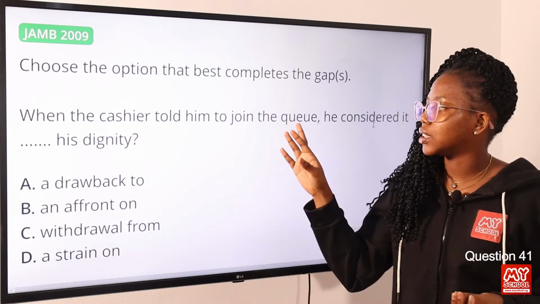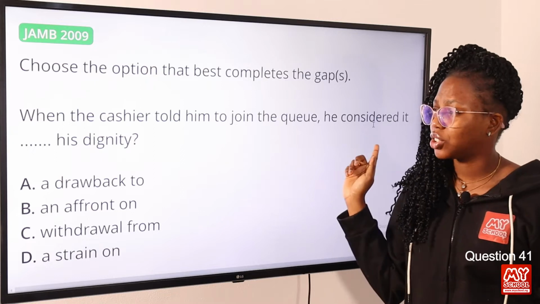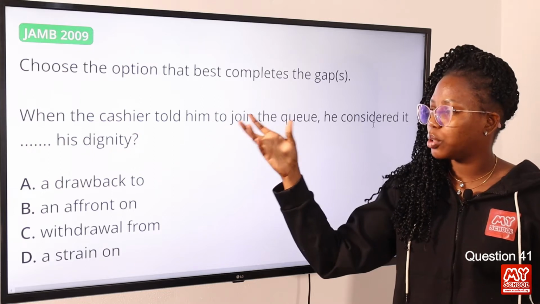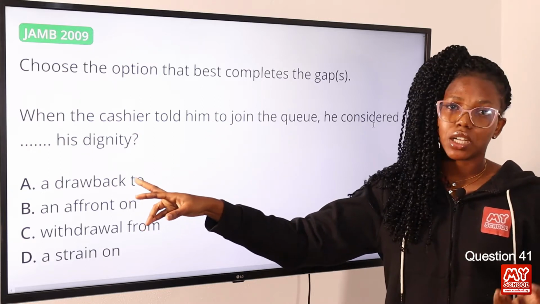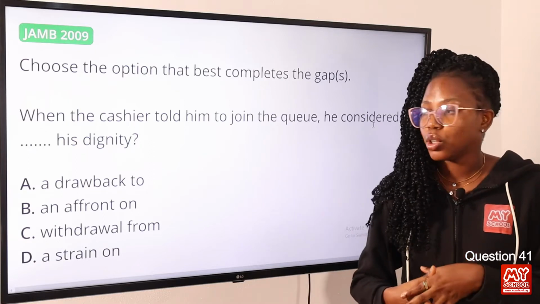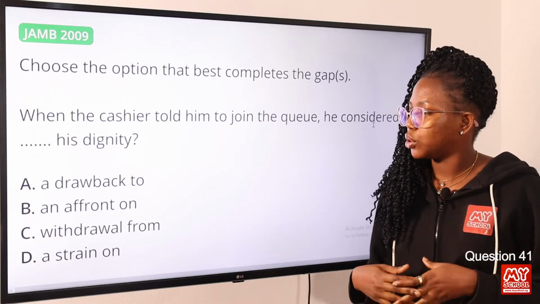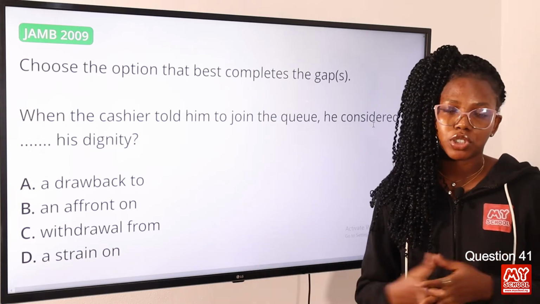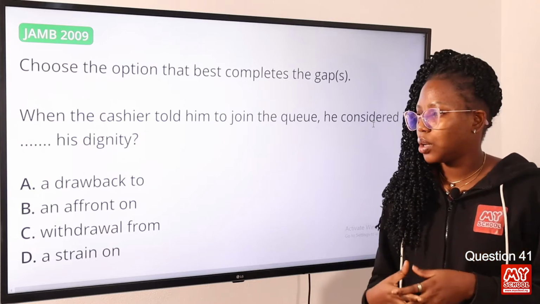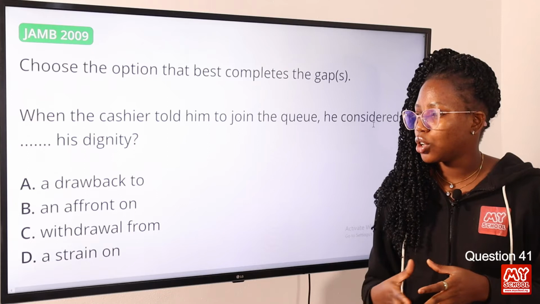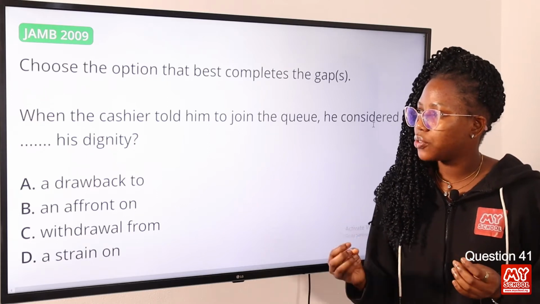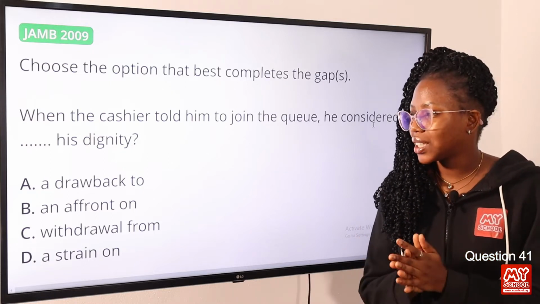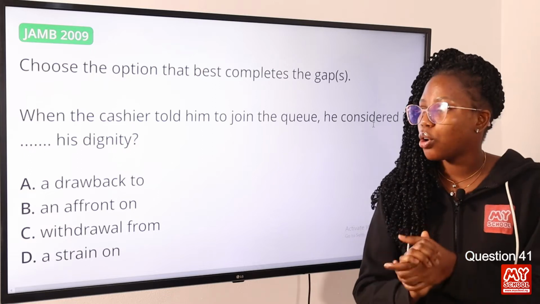Now, when we take a look at the incident that happened prior to his consideration, we see that it should not be considered as a stumbling block. Option A means a stumbling block or a disadvantage, so we can't consider it as a drawback to his dignity. We cannot also see it as a withdrawal from. We cannot look at it as a strain on, because strain on means pressure or burden or demand. We can only see it as an affront. So if anyone is to perceive the cashier's directive negatively, it should be an insult or an offense. So the answer to this question is option B, an affront on his dignity.